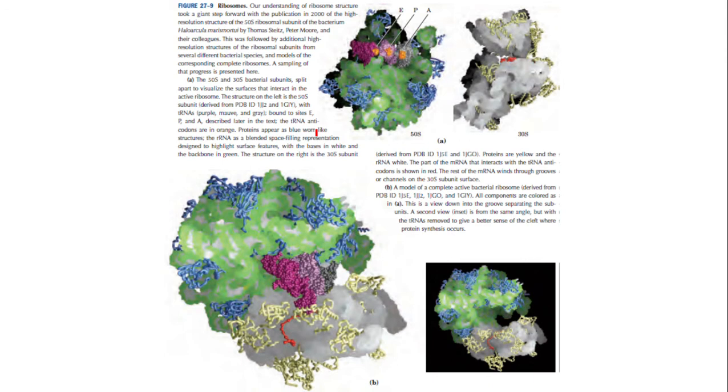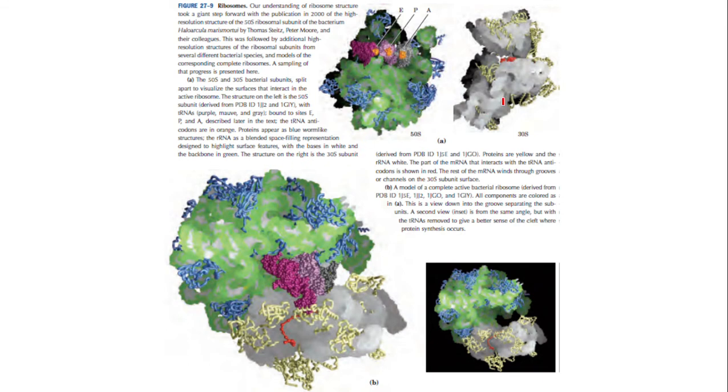tRNA anticodon is in orange color. And proteins appear as blue worm-like structure. You can see the proteins here, blue. These are the proteins. Bases in the white color and backbone in the green color of what? Of the tRNA. You can see here.